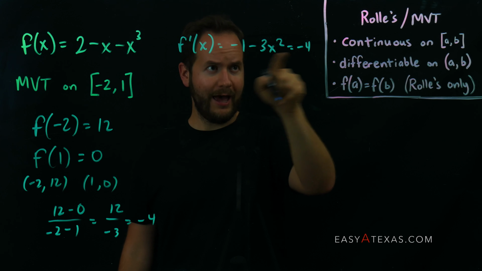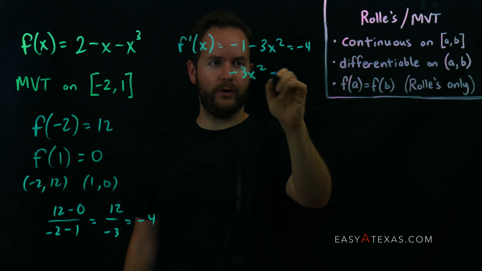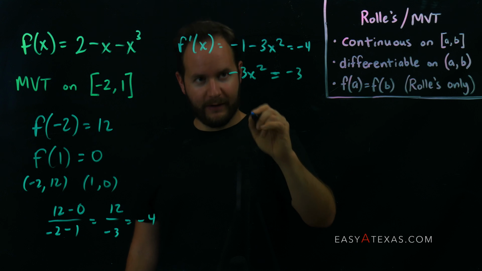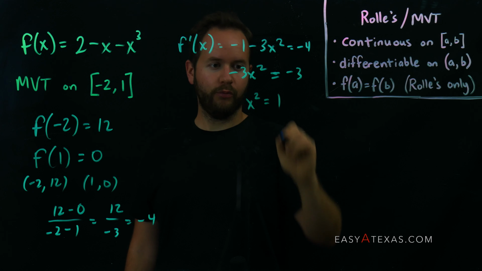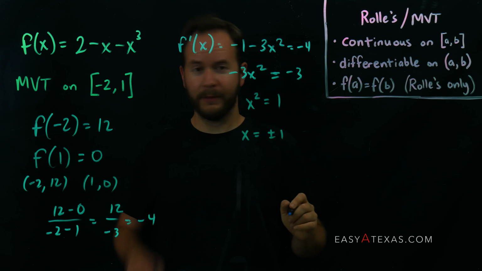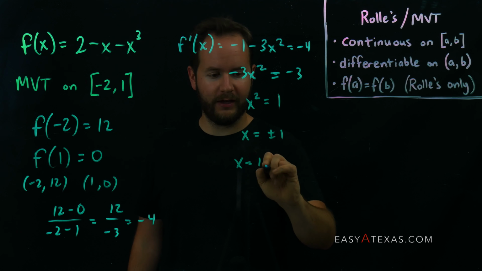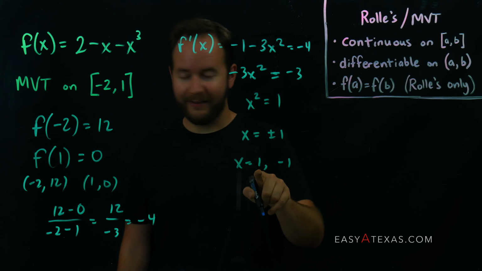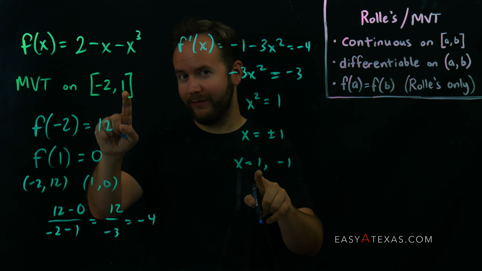In order to do that, I'm going to add 1 to both sides, so I get negative 3x squared equals negative 3. Divide both sides by negative 3 to get x squared equals 1. And when I take the square root of both sides, I get x equals plus or minus 1. Be very careful because only one of these values can work. Because x equals 1 is on the endpoint of the interval, and that's not allowed.